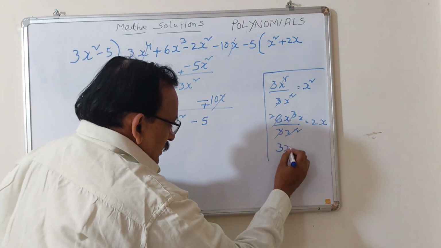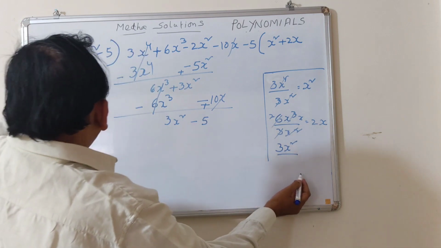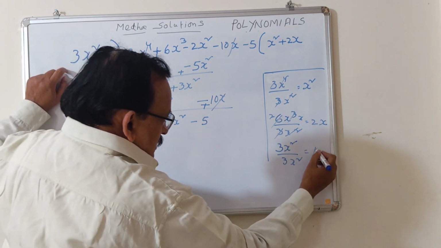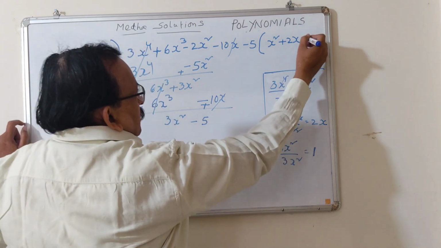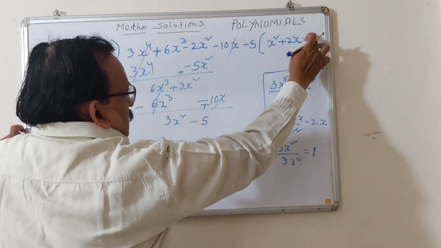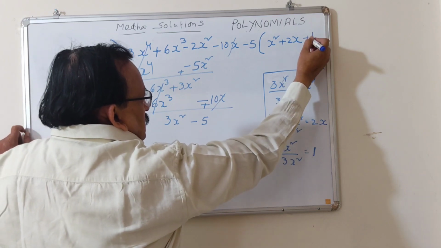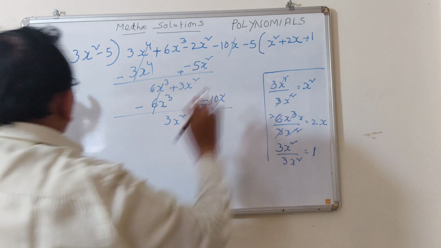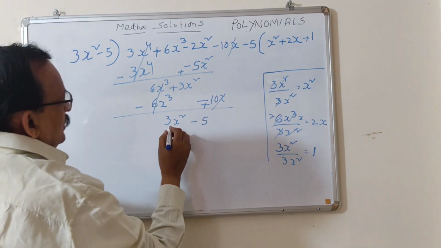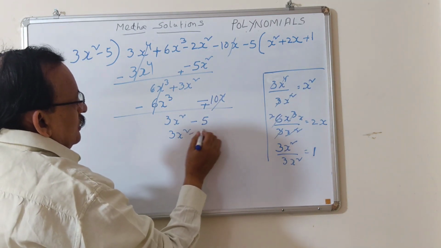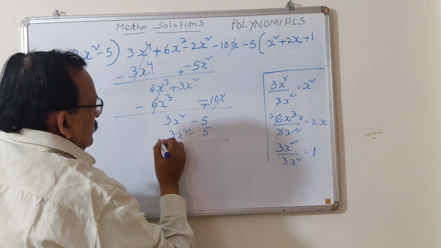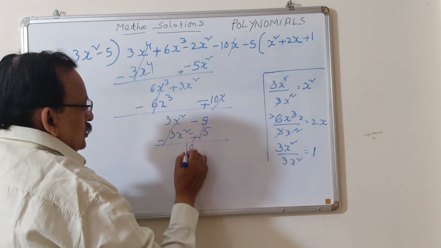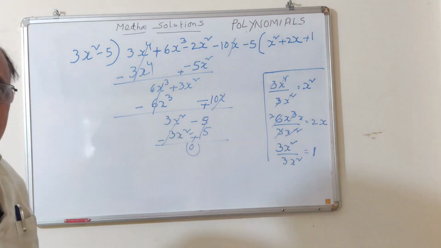Now 3x² by x², that is equal to 1, so plus 1 in the quotient. This 1 into this, plus 1 into this, plus 1 into this gives 3x² minus 5, 3x² minus 5 only. Again change the symbols, cancel, this also cancels, 0. You should get remainder 0.